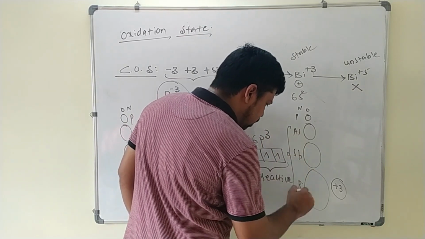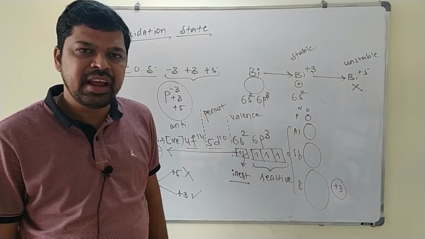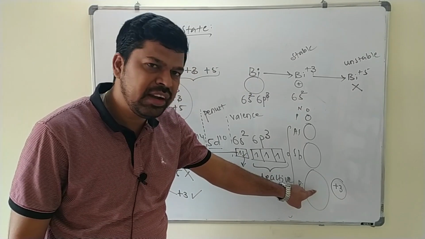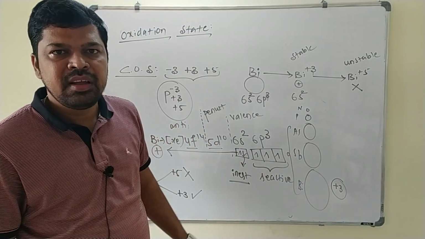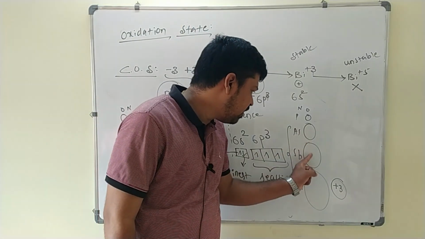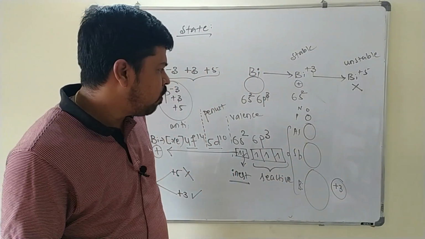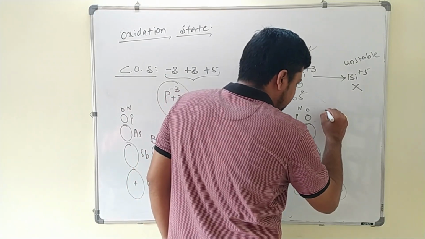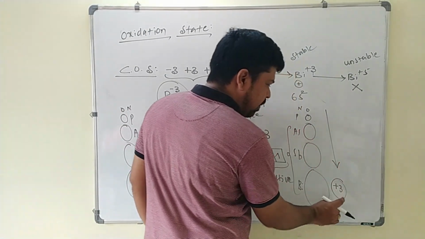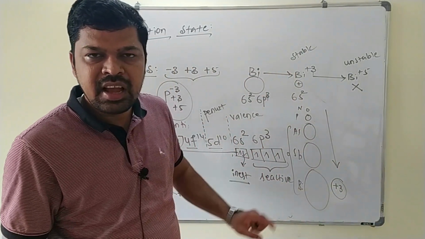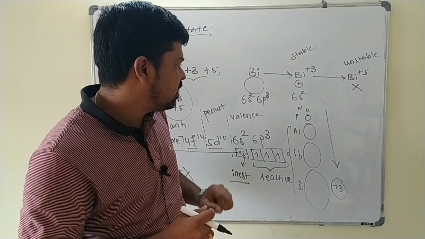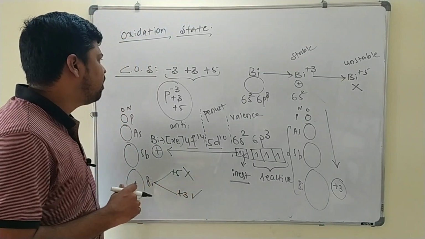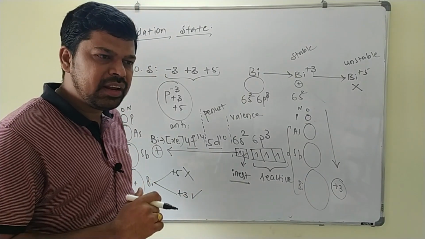These 3 elements are having what? Completely filled d and f orbitals. Arsenic and antimony are also having completely filled d orbitals. That's why we can say, down the group, the stability of +3 oxidation state increases and that of +5 oxidation state decreases. Okay, this is the oxidation states of group 15 elements and the inert pair effect.